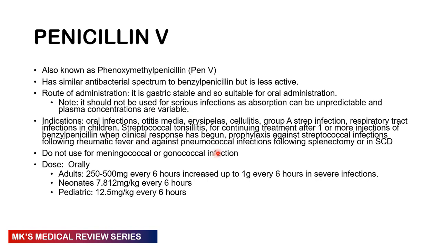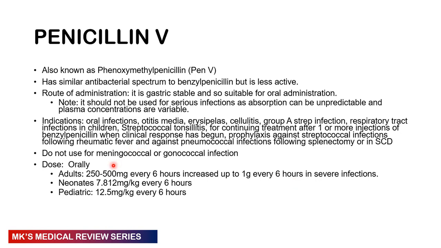You may also give it in prophylaxis against streptococcal infections following rheumatic fever. You may also give it in pneumococcal prophylaxis in patients that have had splenectomy or in patients with sickle cell disease. Now, we do not use penicillin V in treating meningococcal and even gonococcal infections. We can give it at a dose of 250 to 500 milligrams every 6 hours. So it means that this is going to be given 4 times a day, and you can increase this to 1 gram 4 times a day in severe infections.